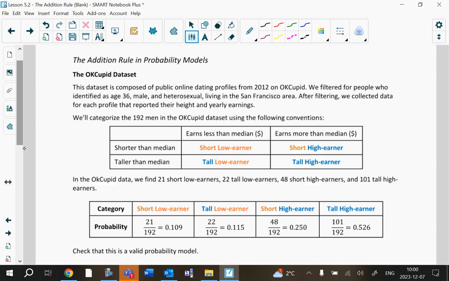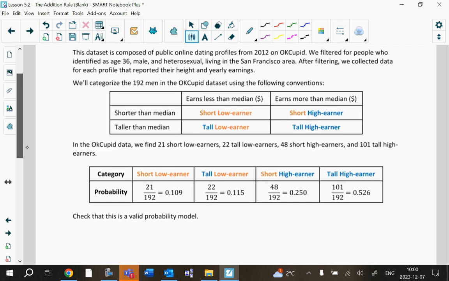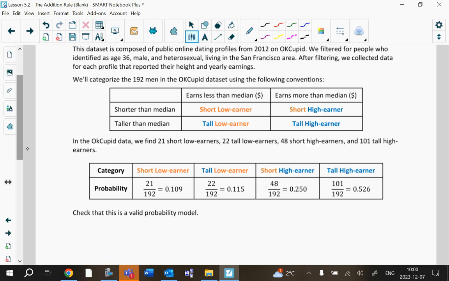So there's 192 men that are 36 years old, male, heterosexual, living in San Francisco. And we can put them into 4 categories according to how much they earn and how tall they are. So we have a short low earner, which means they're shorter than the median and the average income is lower than the median. We have a tall low earner. They're taller than the median, but still average income lower than the median.